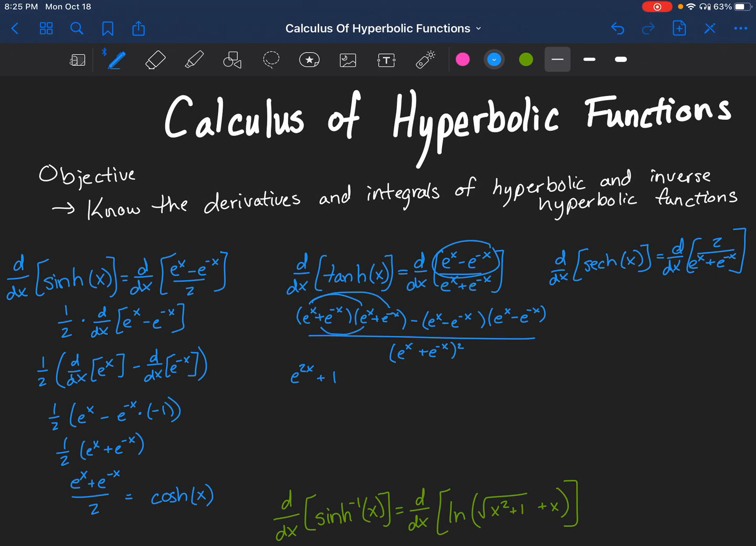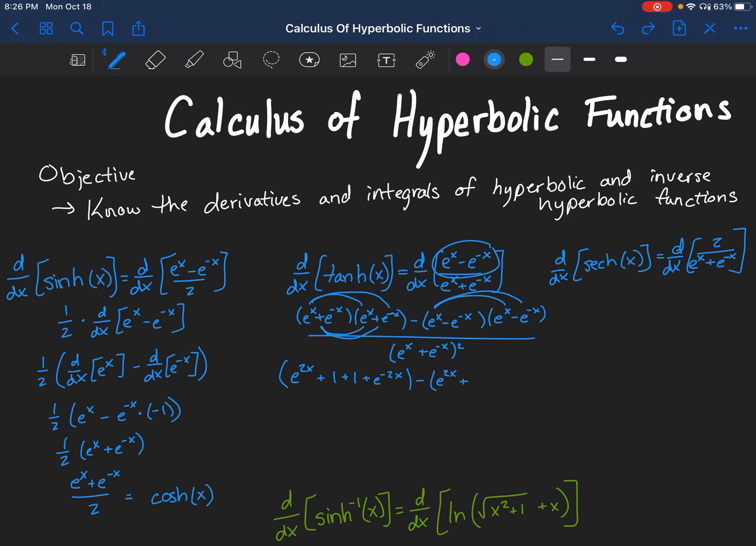Then we'll do another one of those, so we'll have plus another 1, and then we'll have e to the x times e to the negative x, so we'll have plus e to the negative 2x as my part of the numerator. Then we're going to subtract, and we will have e to the x times e to the x, which is going to be e to the 2x. We're going to have e to the x times e to the negative x, so that's just going to be plus 1. Then we're going to have another one.